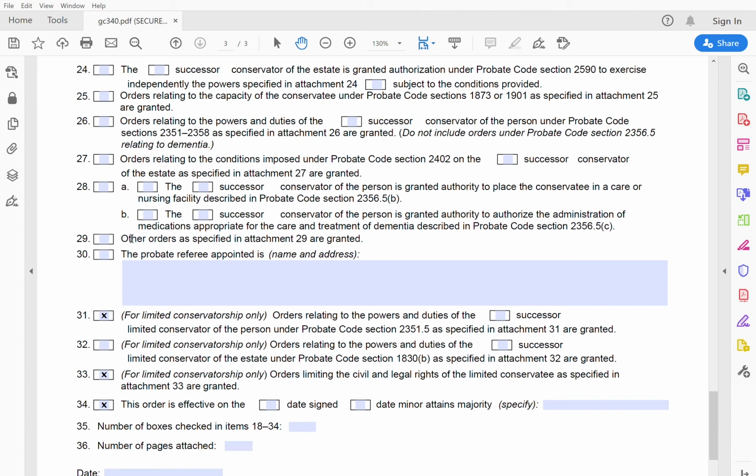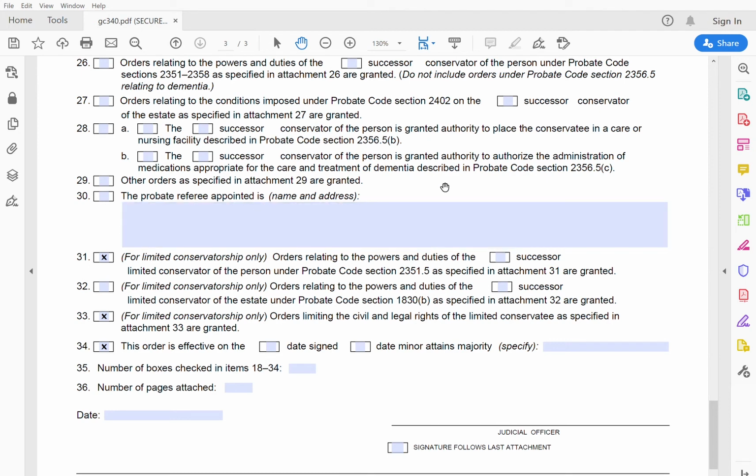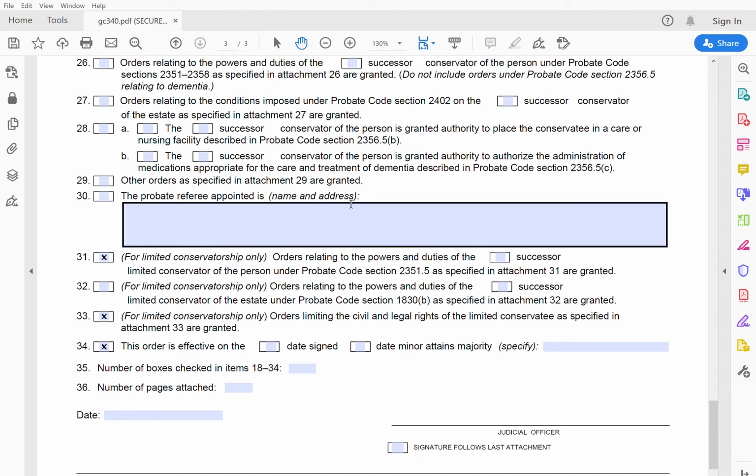This is sort of the grab bag. I leave this blank, but I've seen it come up once in a while. Sometimes the court will say, hey, in 2 years, let's come back in and check if this limited conservatorship is still appropriate. And the court will check this and slap an attachment on the back saying, hey, in 2 years, we're going to review the appropriateness of the conservatorship. Probate referee appointed. You only need a probate referee if there is an estate. Probate referee is basically the appraiser on behalf of the court. If there is a conservatorship of the estate, you don't got to worry about that.